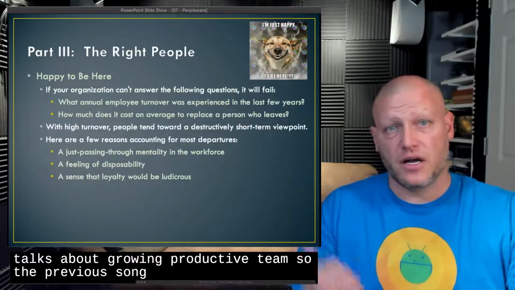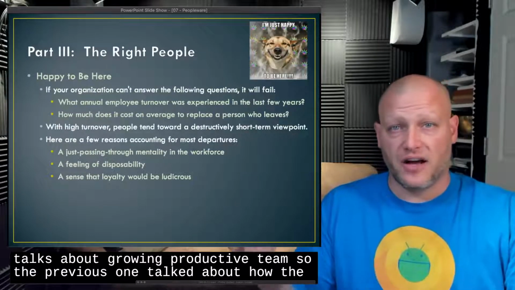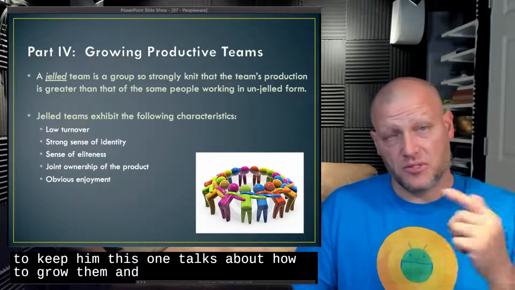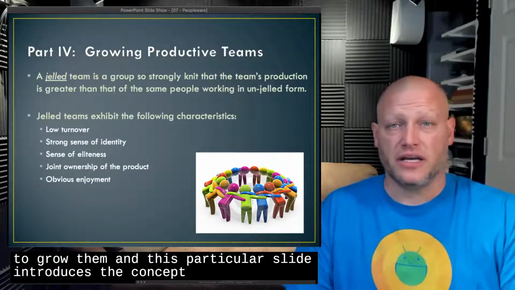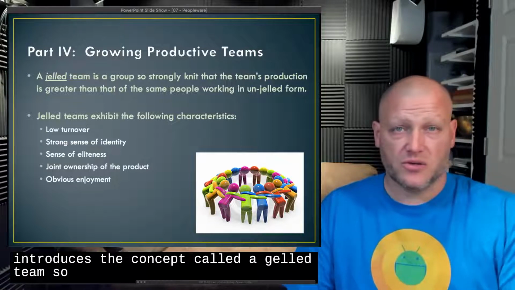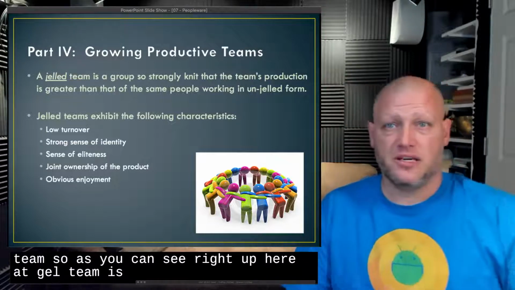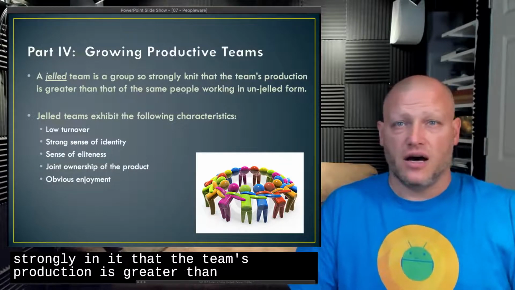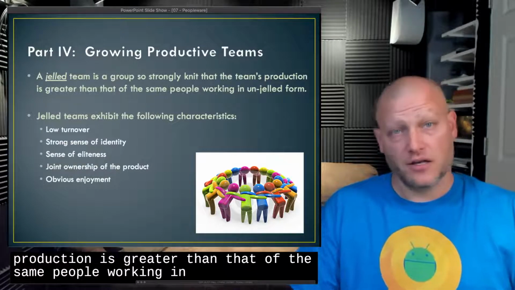All right. The next section talks about growing productive teams. So the previous one talked about how to find the right people and how to keep them. This one talks about how to grow them. And this particular slide introduces a concept called a gelled team. As you can see right up here, a gelled team is a team that is so strongly knit that the team's production is greater than that of the same people working in an ungelled team.